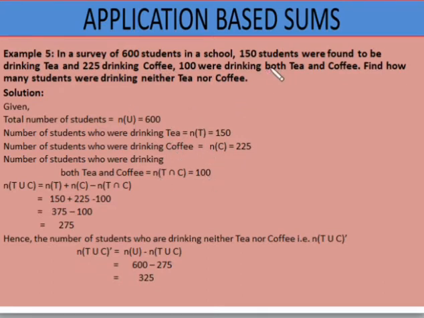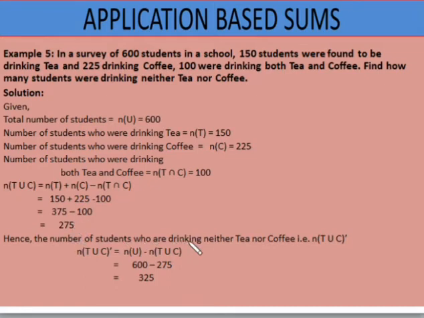Now what we need to find is how many students drink neither tea nor coffee. Here it states neither tea nor coffee, which means if we find the number of students who take either tea or coffee, then we subtract from the whole, we get the result. So first of all we find the union of it. Here the union is n(T) plus n(C) minus n(T intersection C). We put all these values, we get 275.